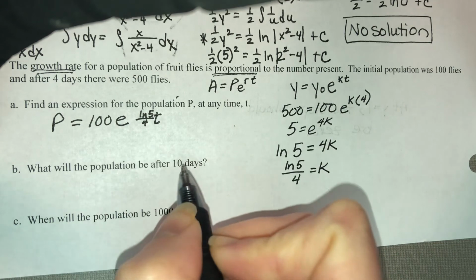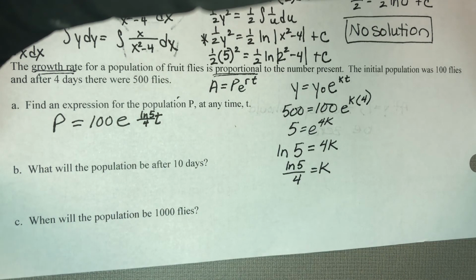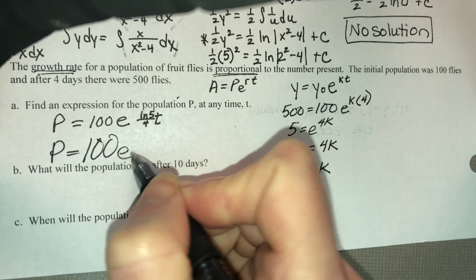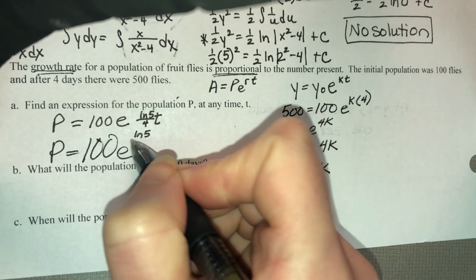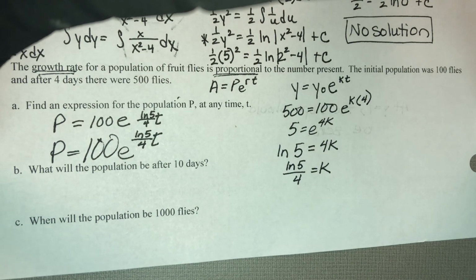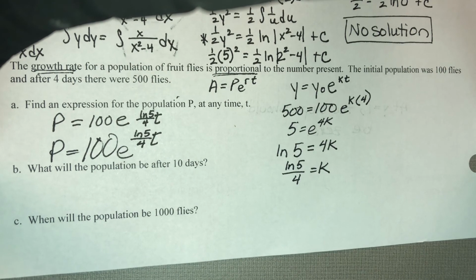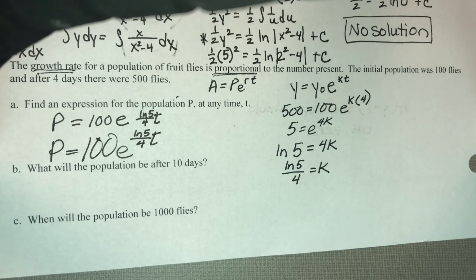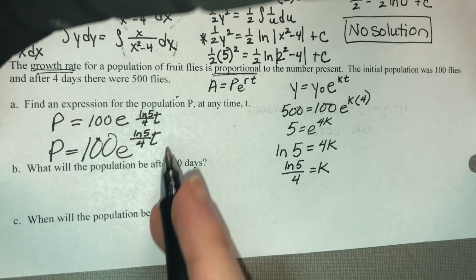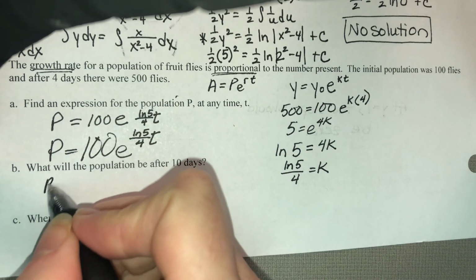That's in the power, y'all. I'm sorry. I probably should have written that bigger so that it looked more like a power, because the fraction power is hard. There we go. That's better. That looks better. All right. So, what will the population be after 10 days? Well, to get that, you're just going to sub in a 10 for your time.